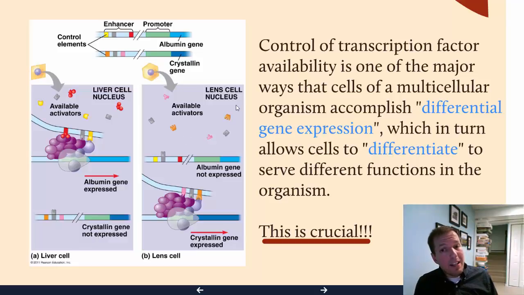On the other hand, we have a lens cell in the eye. A lens cell does need crystallin. It needs this particular protein, and it will have present in the nucleus the activators necessary to bind to those enhancer regions of the DNA, and trigger transcription of that correct gene. So the differentiation of different types of cells will be influenced depending upon which of these factors are present in the nucleus of those cells, and therefore lead to the expression only of proteins that are necessary for that cell's function.